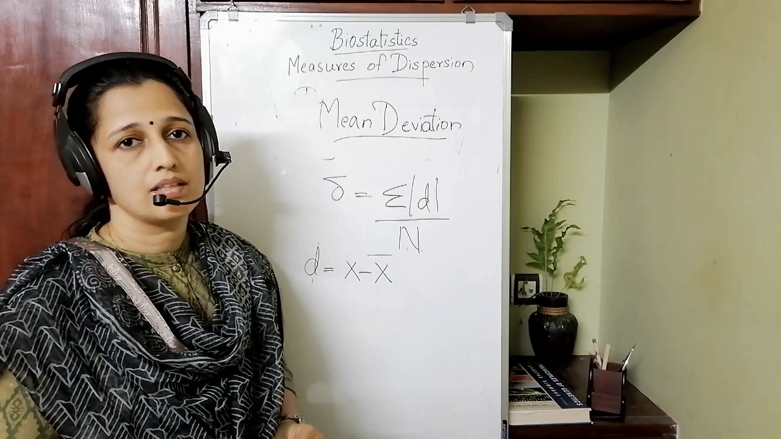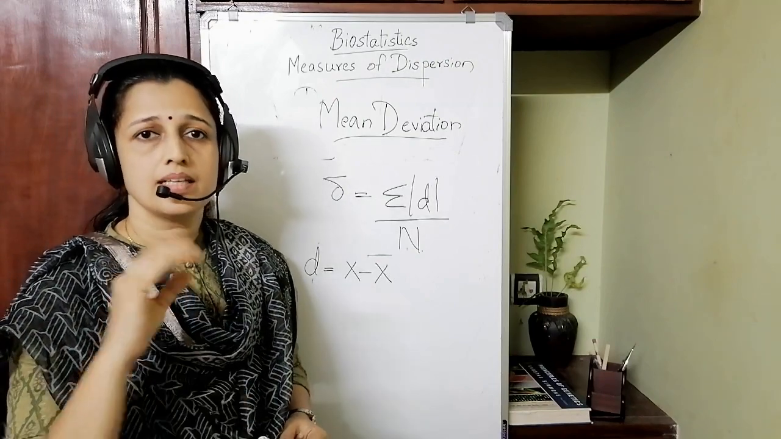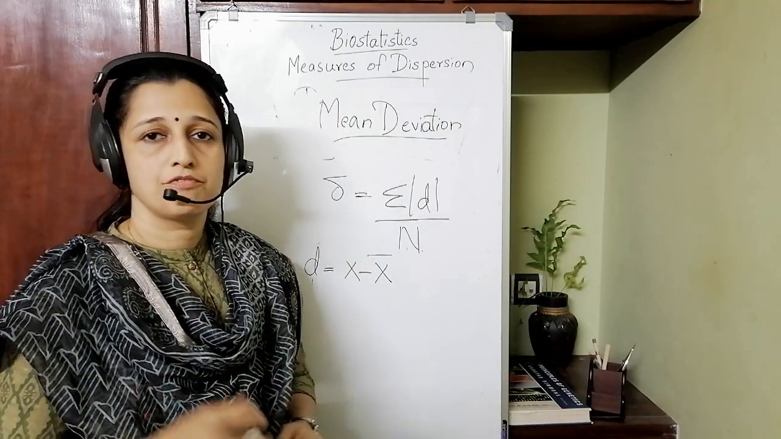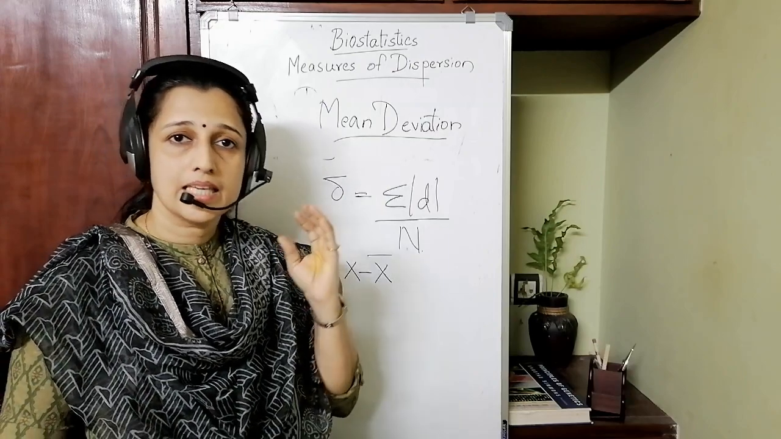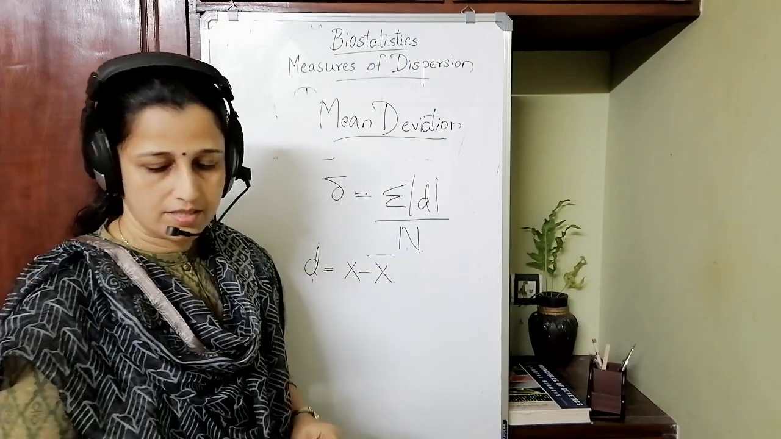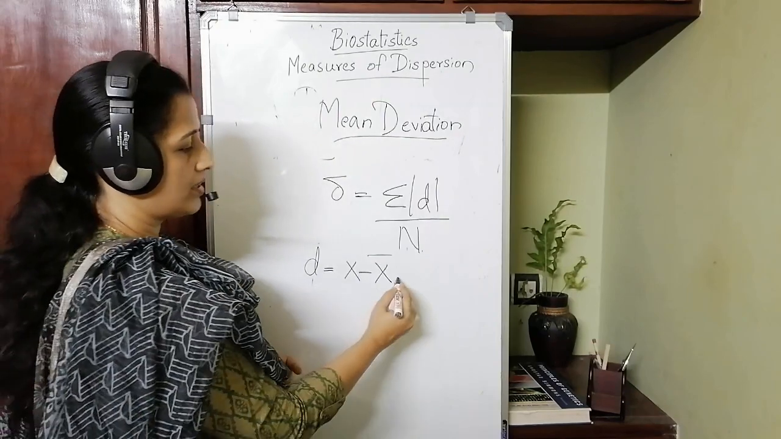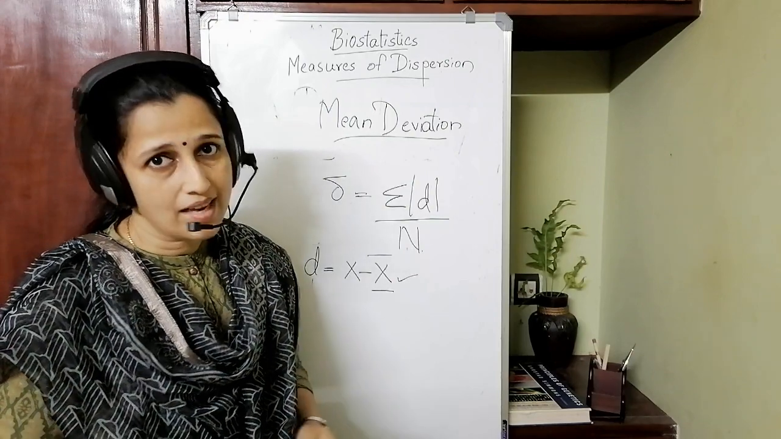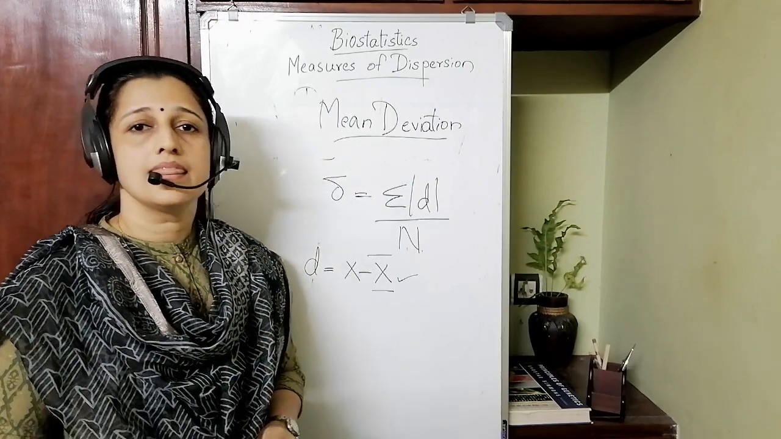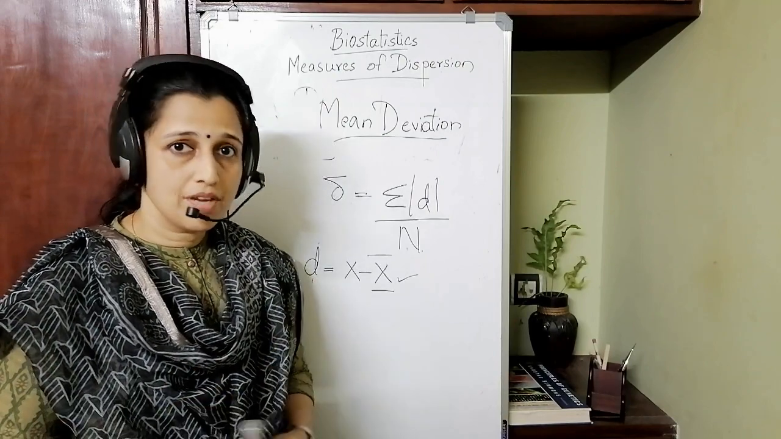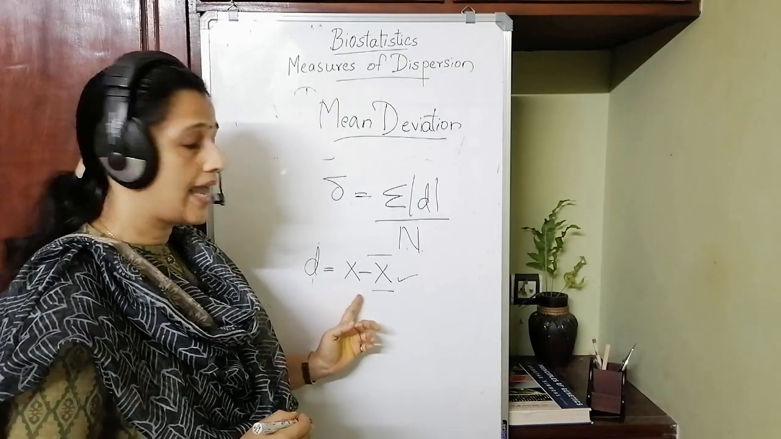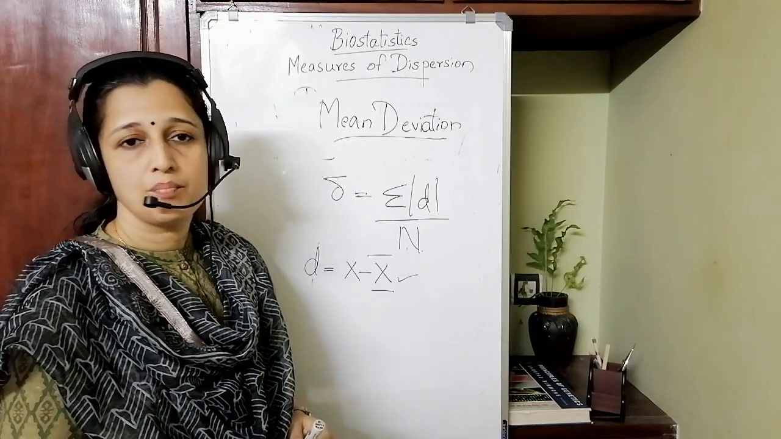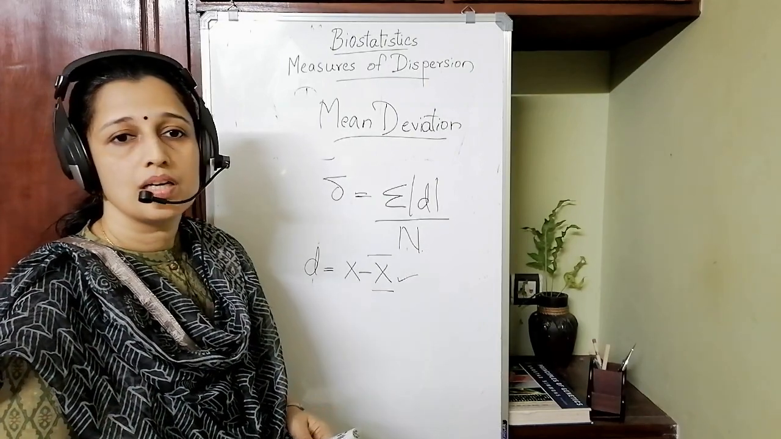The first step is to calculate the arithmetic mean, then calculate the deviation, then apply these two values in this equation. So the steps for computing the mean deviation are: first, calculate the arithmetic mean of the data which is given. Then calculate the deviations. Deviation is equal to x, the value of the variable, minus the arithmetic mean. N is the total number of items, and divide by the total number of items.